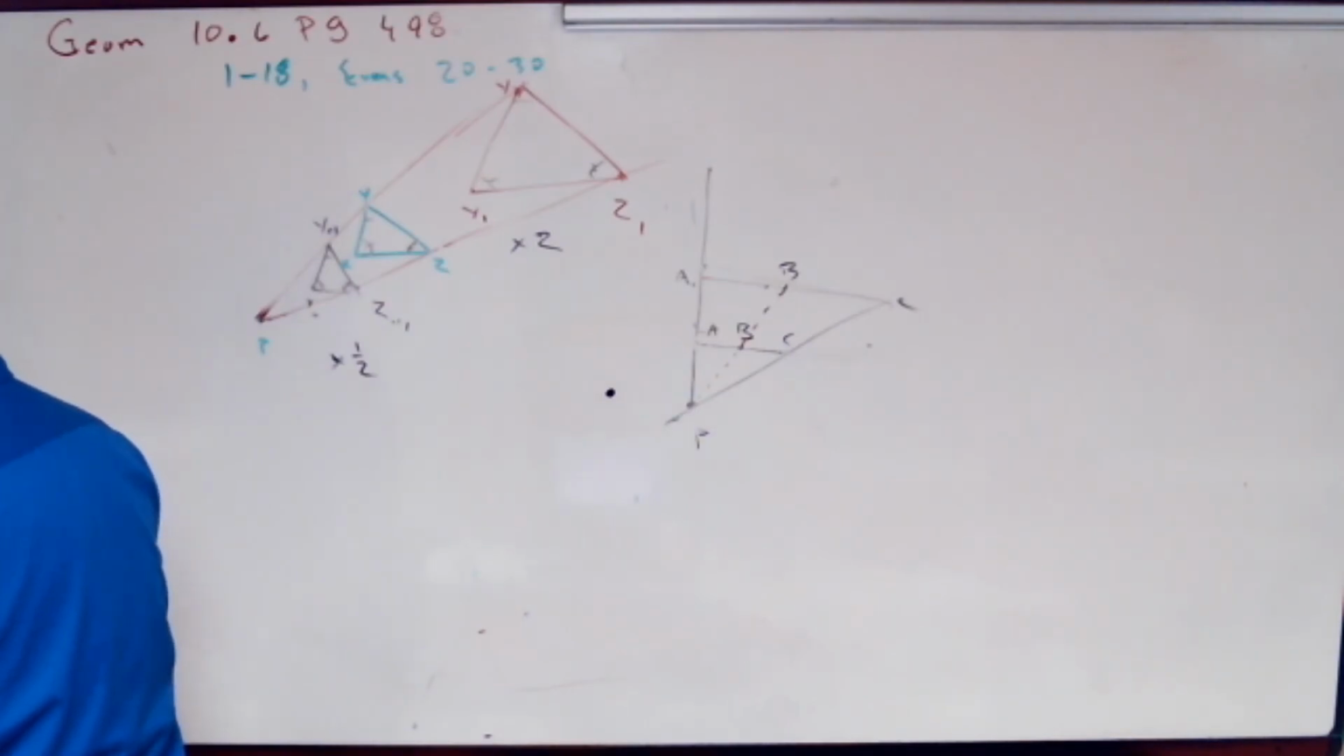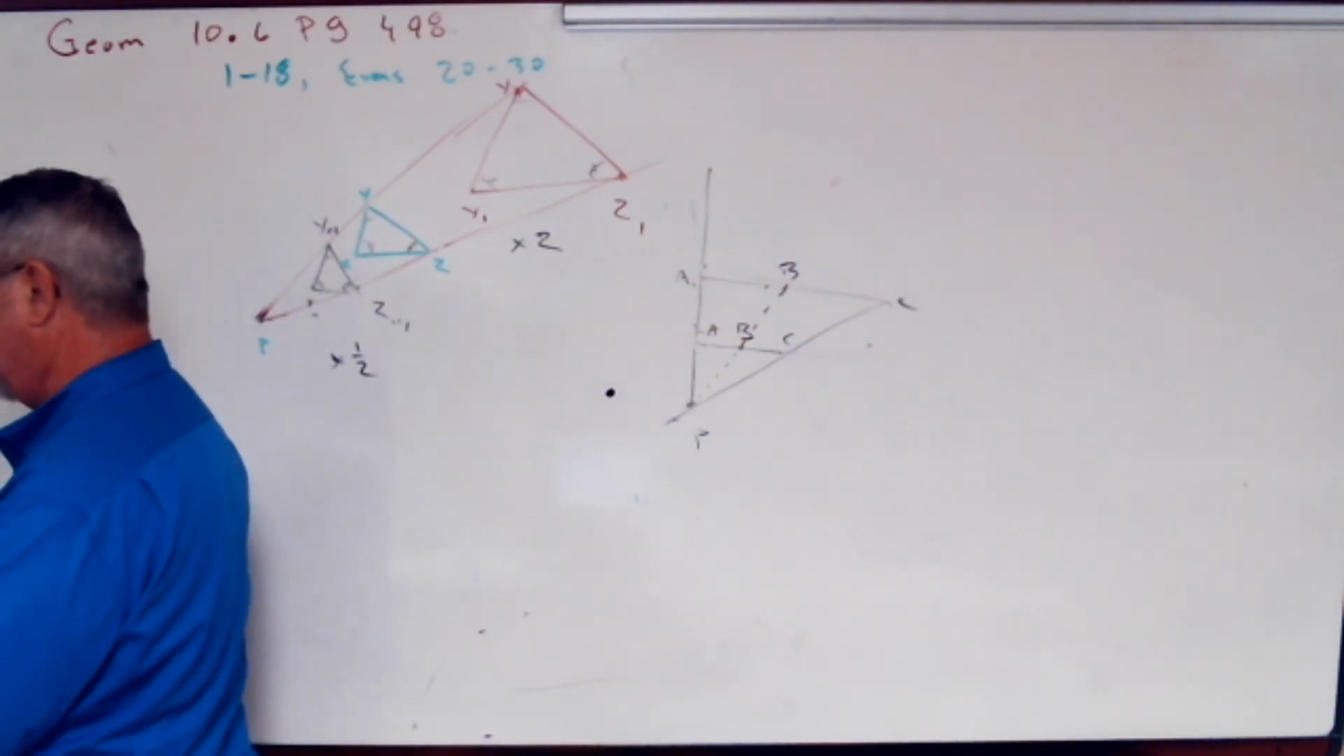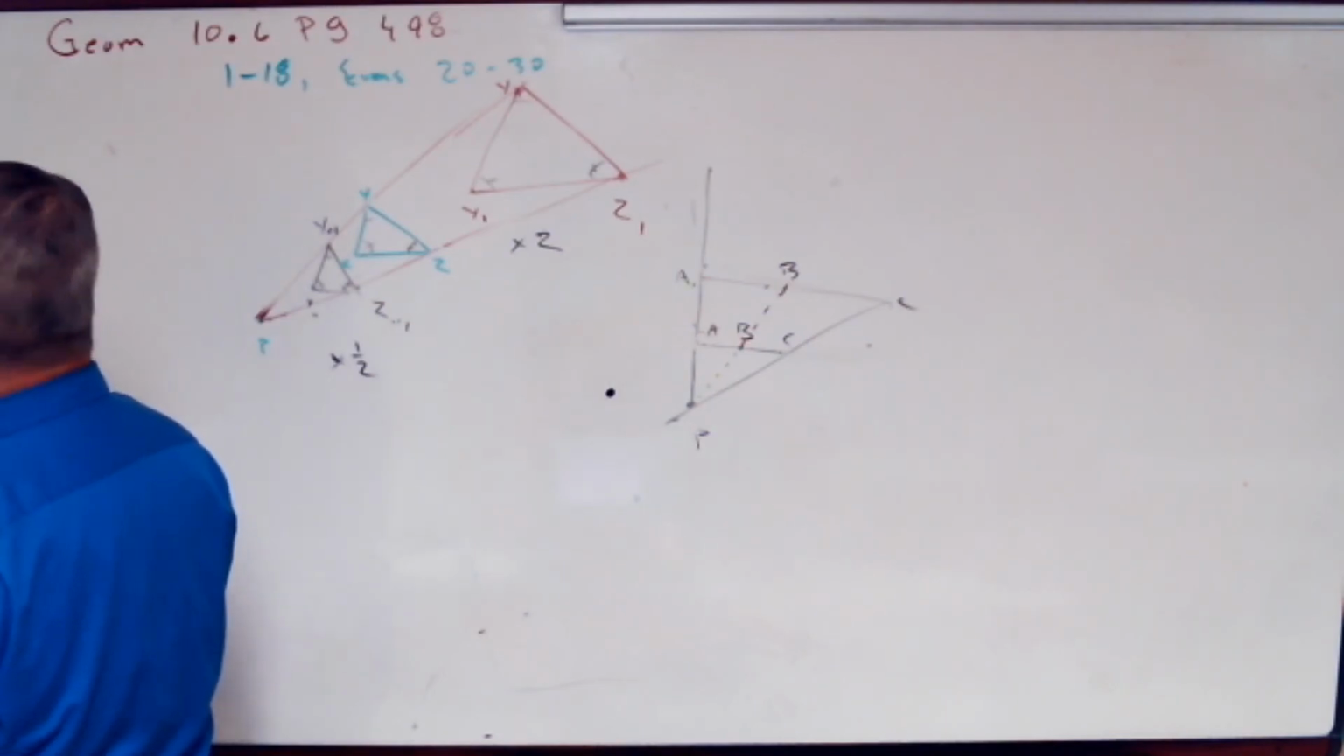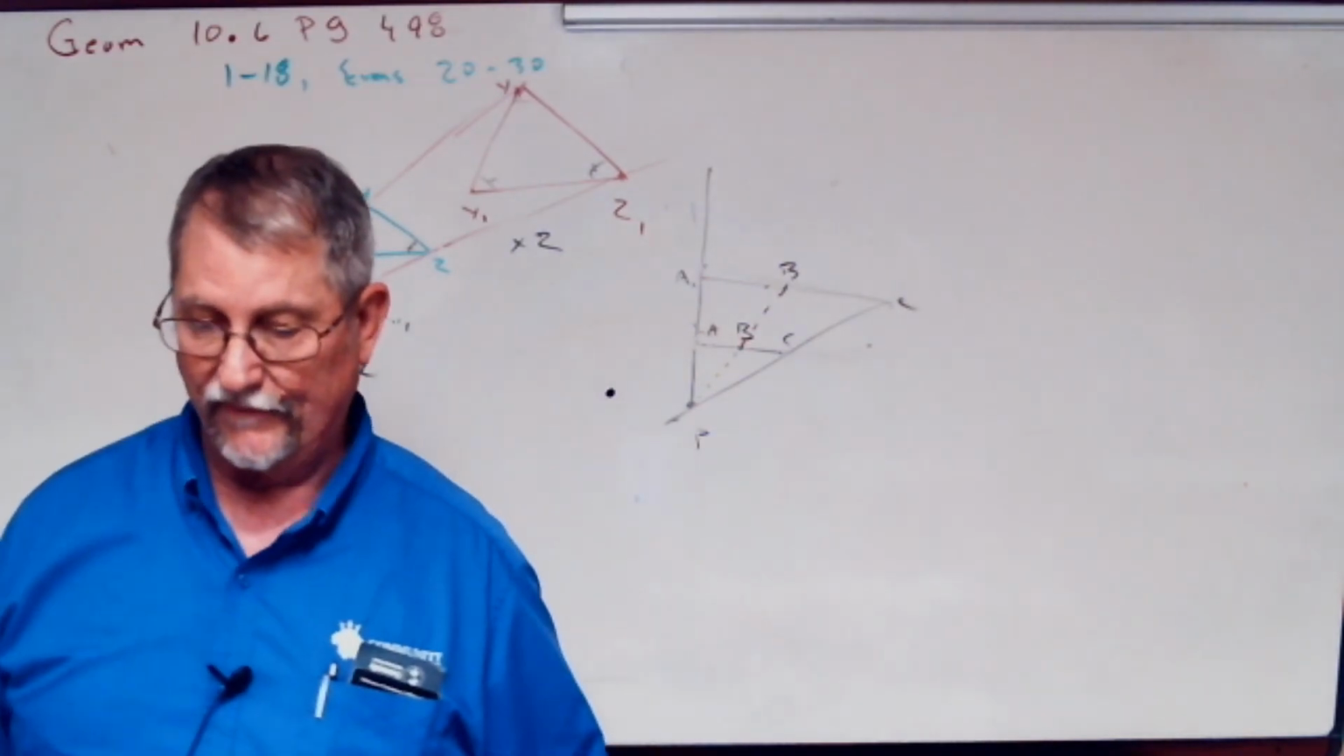So anyway, just have to follow the instructions. All you got to do is 1 through 18, and then 20 through 30, evens on 20 through 30. This is pretty easy stuff, okay?